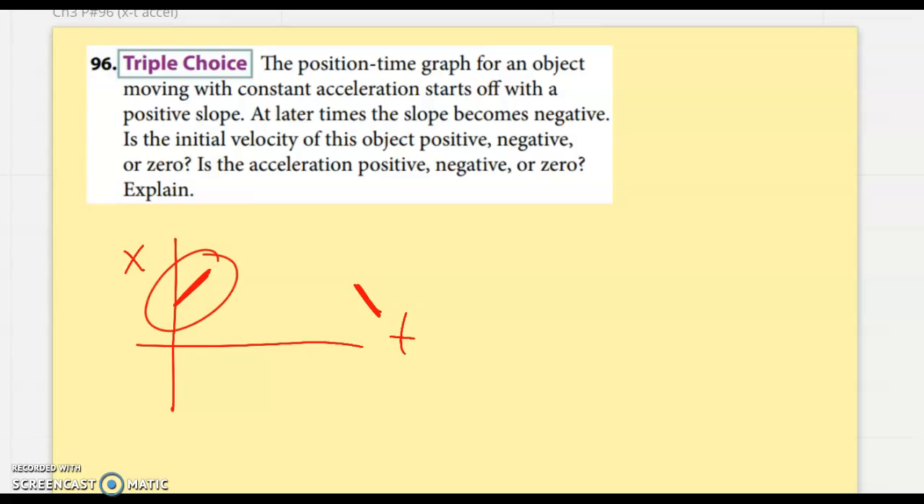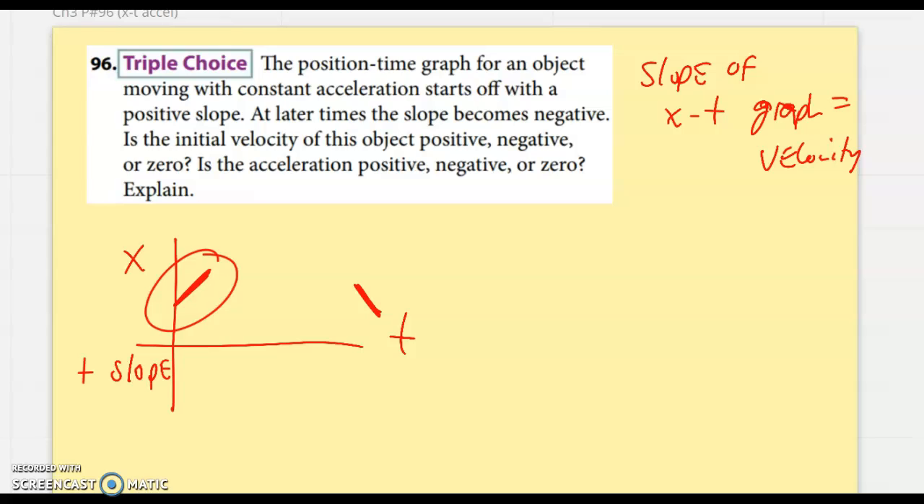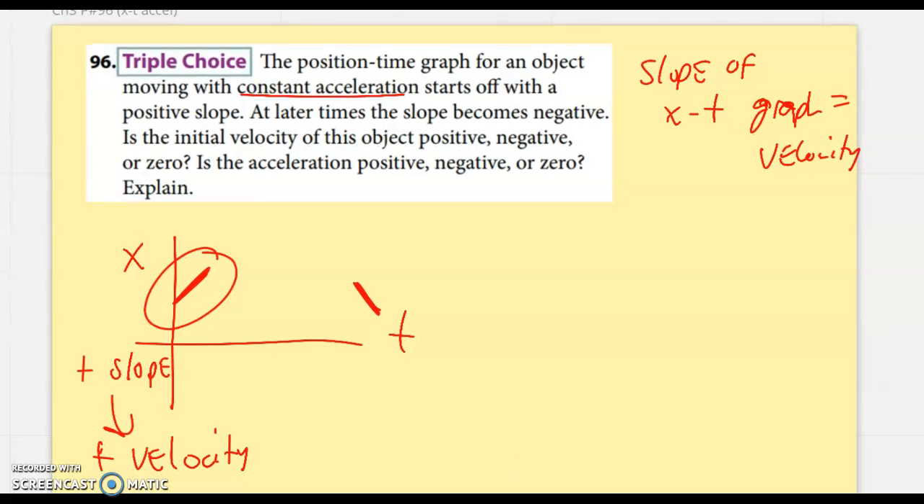Well, they told me already that since this has positive slope, the slope on a position time graph, well, that is the velocity. So that positive slope says we have positive velocity initially. Now, it said we have constant acceleration, so that means we're going to have a curve, but it's going to be a smooth curve. And so to connect these with a smooth curve, it's going to have to be something like that.